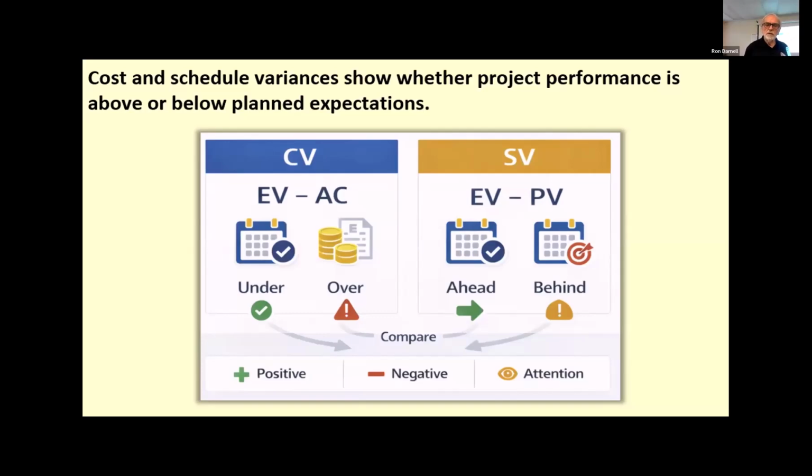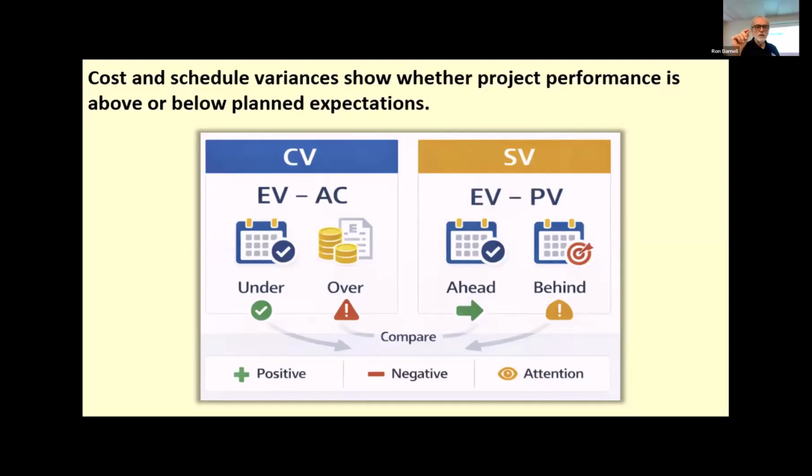Once planned value, earned value, and actual cost are defined, the next step is to compare them in ways that reveal whether the project is performing as expected. The first two earned value metrics are cost variance and schedule variance. These measures help us as project managers see whether the cost performance and schedule performance are favorable or unfavorable at a given point in time. So we're looking at these things at just one particular point in time.